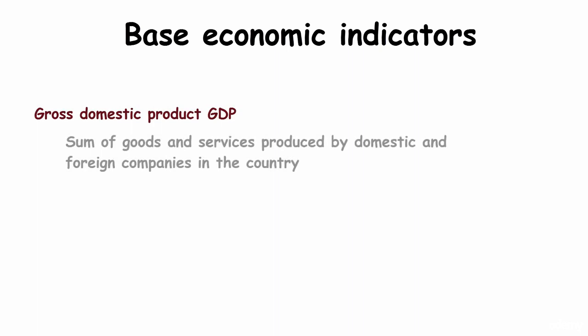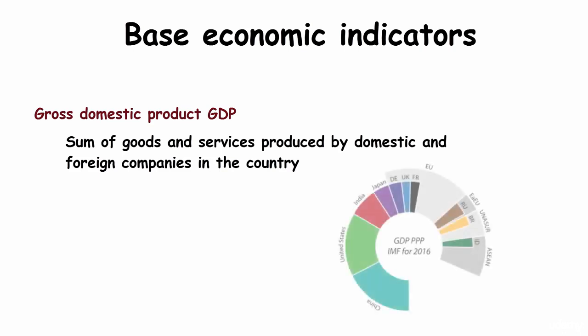Gross domestic product is the sum of goods and services produced by domestic and foreign companies in the country. There is a real and a nominal gross domestic product, and as a more precise indicator, real gross domestic product is used. This is a very important indicator for traders in the stock market. Of course, growth of gross domestic product affects the strengthening of the domestic currency, while the decline in gross domestic product affects the weakening of the domestic currency.